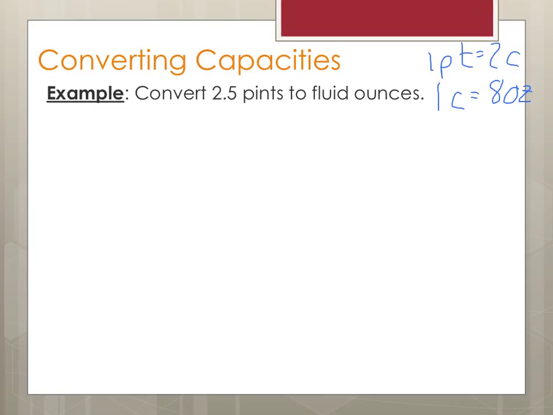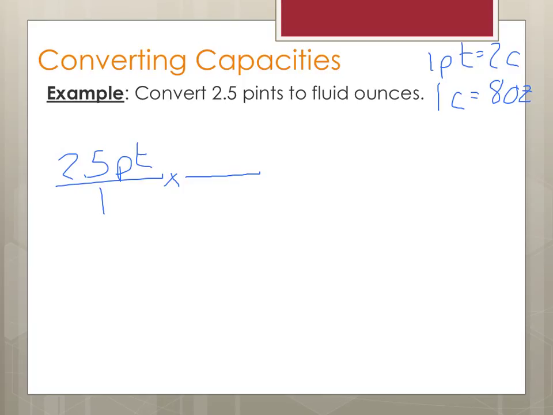Alright, so this is going to be a 2-step problem. Let's start with our given 2.5 pints over 1 times our first conversion factor. We don't have a way to go straight from pints to ounces, so we're going to have an intermediate step where we take it from pints to cups, because once we have it in cups, we can go from cups to ounces because we have a conversion factor for that.